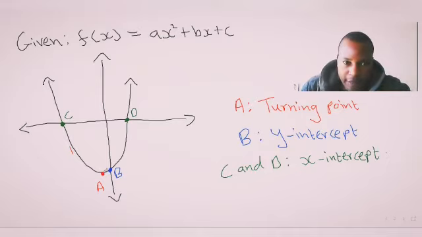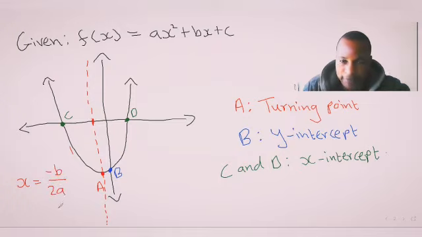Now you would have the point A. Point A is the turning point, which lies on the axis of symmetry. That is essentially where you cut the graph in half. So the equation for the axis of symmetry would be the x coordinate of the turning point, that is x = -b/2a.